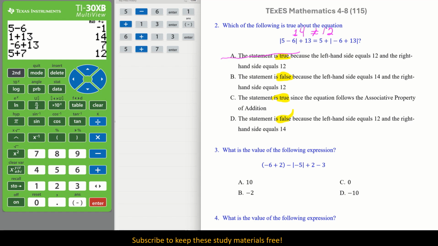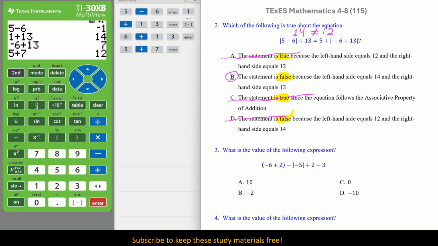Well, that gets rid of option A, and that gets rid of option C. Now let's look at B. The statement is false because the left-hand side equals 14 and the right-hand side equals 12. Well, I agree with that, and I'll circle it, but we need to look at D. The statement is false because the left-hand side is 12 and the right-hand side is 14. They have switched them, transposed, so D obviously is not correct either. So B is our option.